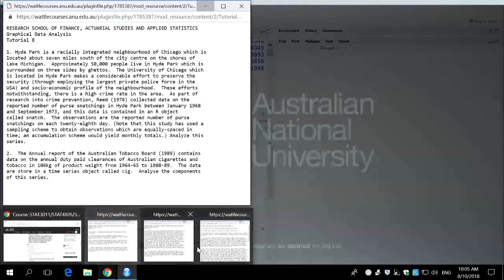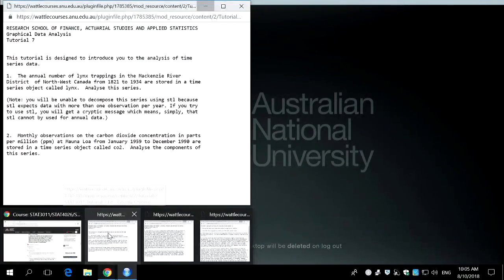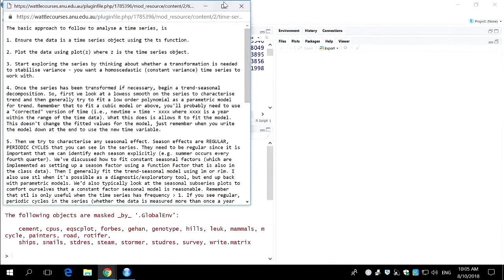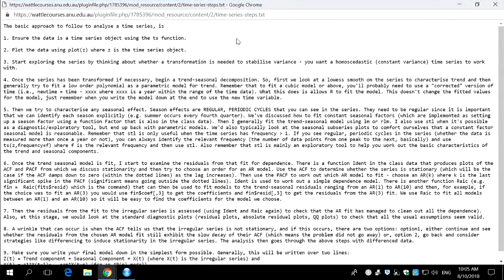I just wanted to point out one thing I've put up online: a bit of a summary of what we talked about at the end of the last lecture, which is the set of steps that you want to go through for analysing time series. I know that's a lot of text, but I sat down and wrote them all down in a bit more detail after we spoke about them at the lecture. Okay, so you can see they're all there.